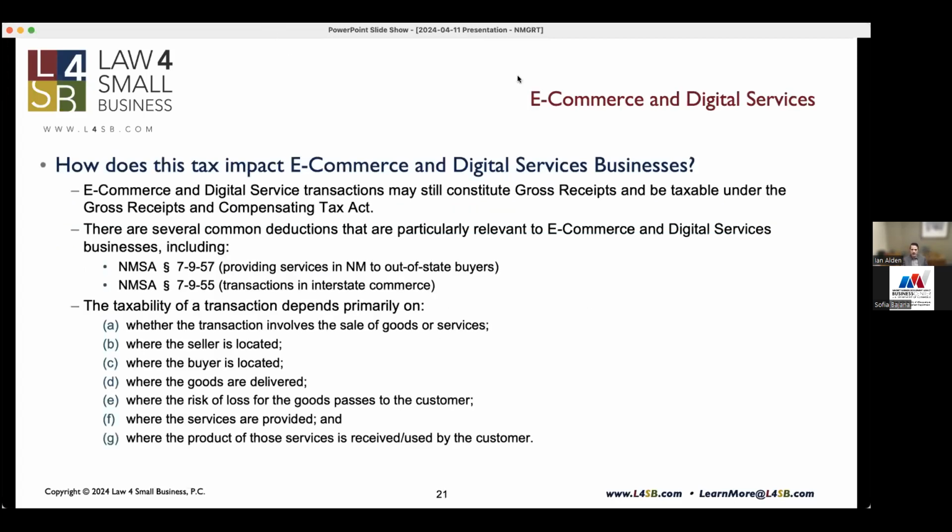So now let's look at e-commerce and digital services businesses. Now, a lot of people have an understanding of this that might be a bit out of date or might just be a little erroneous. Your digital service or e-commerce company is still subject to gross receipts tax, especially if you're based here in New Mexico. There's a lot of deductions that apply, but they're deductions, not exemptions.